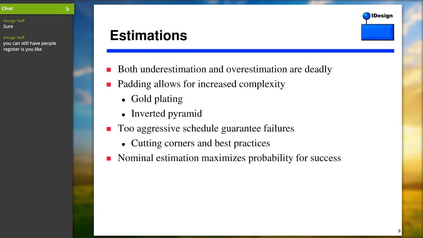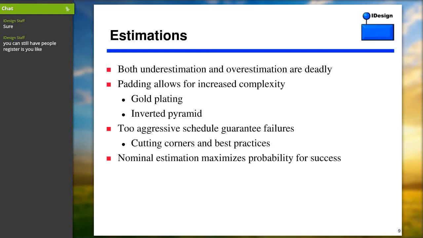The first thing you have to understand is that the common practice that people do when they do estimation, which is both underestimating and overestimating, are equally deadly. It's deadly to overestimate and it's deadly to underestimate. You really, really want to get a good estimation, and I cannot stress it enough.